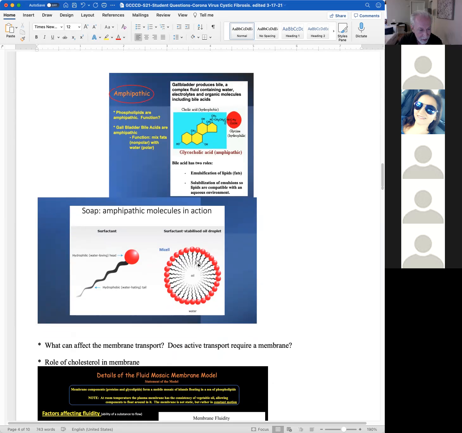And all the hydrophobic tails go into the oil or whatever substance you have on your hands, and the hydrophilic heads are sticking out into the water. And that allows the structure, the micelle, to lift the dirt off your skin into the water where it gets washed away. So next time you wash your hands, think about what's actually happening. It's an amphipathic molecule.